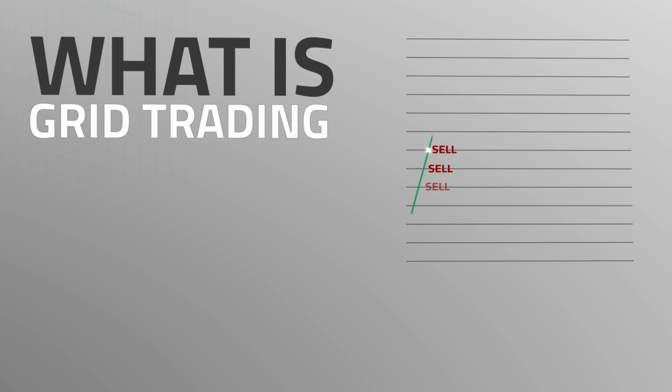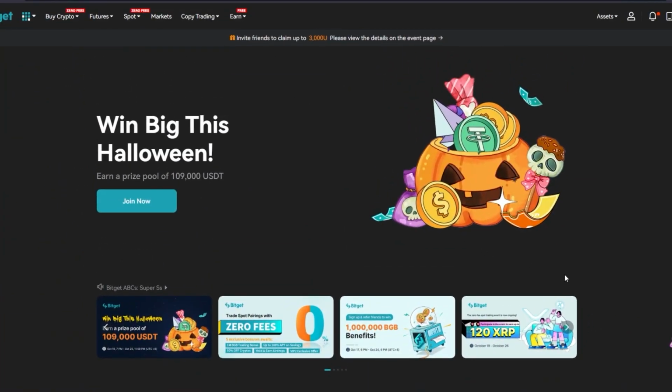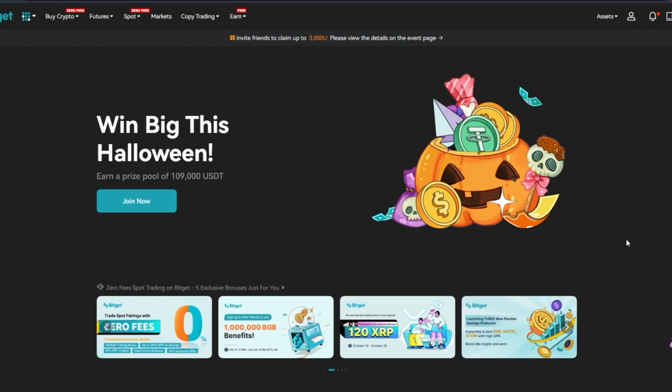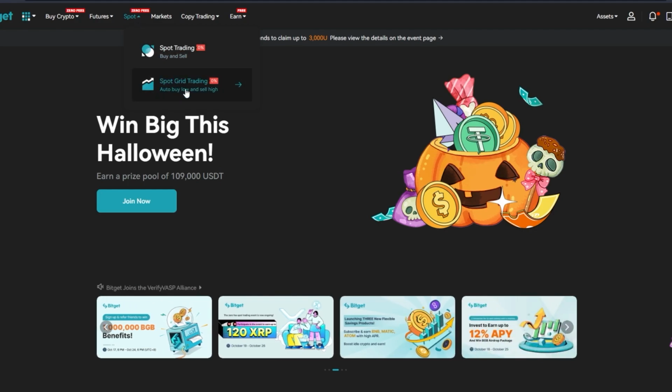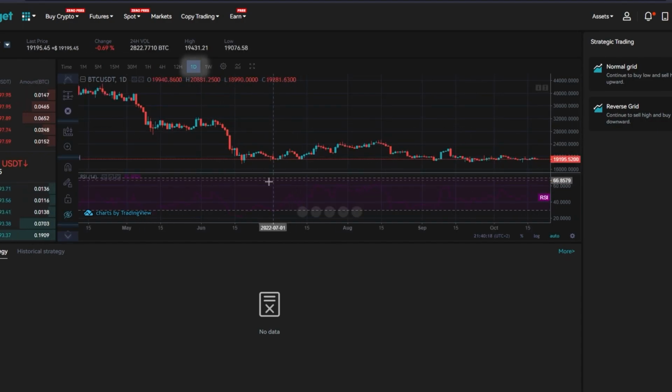So, what is grid trading? Simply put, grid trading is the method of automatically opening and closing positions based on a predefined range. To give you a visual explanation and some details, I think it's best to show you directly on the exchange with some charts. So let's just go to Spot and select Spot Grid Trading. Now, this chart shows BTC on a daily time frame, as most spot trading charts would do. I'm just going to adjust this for better visibility.